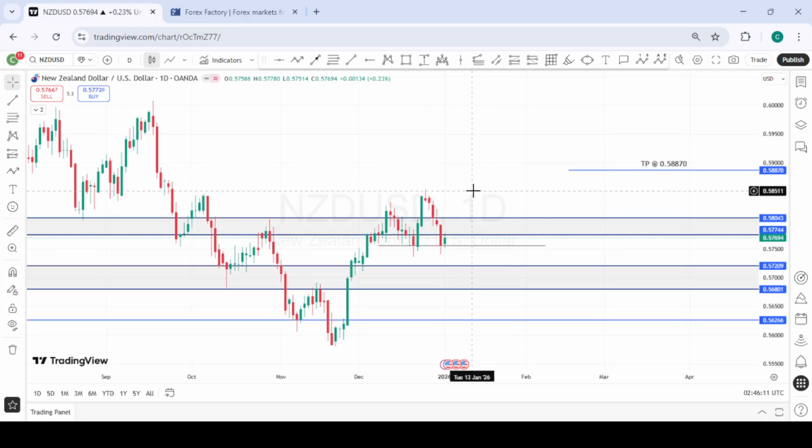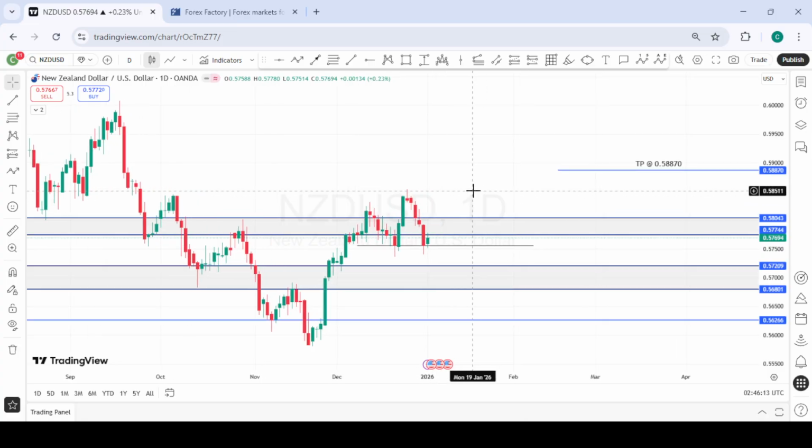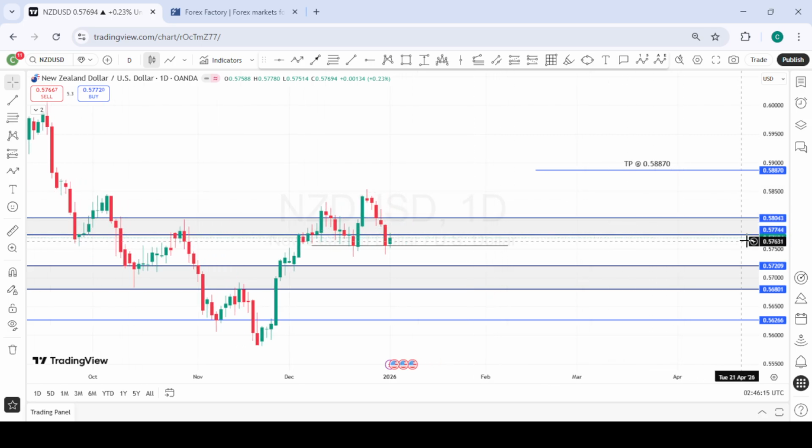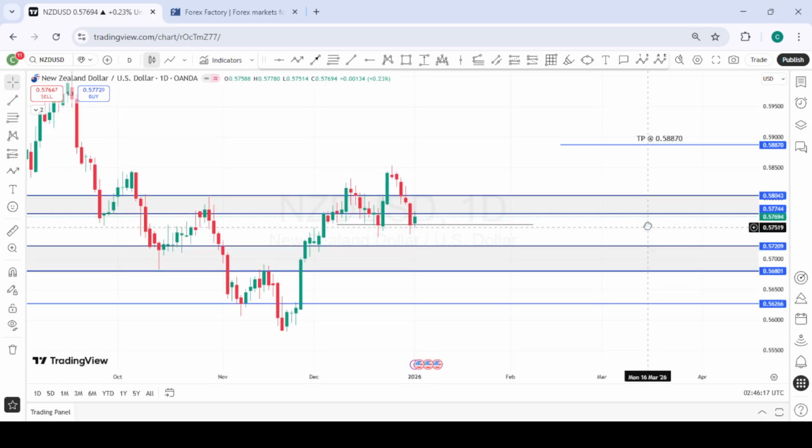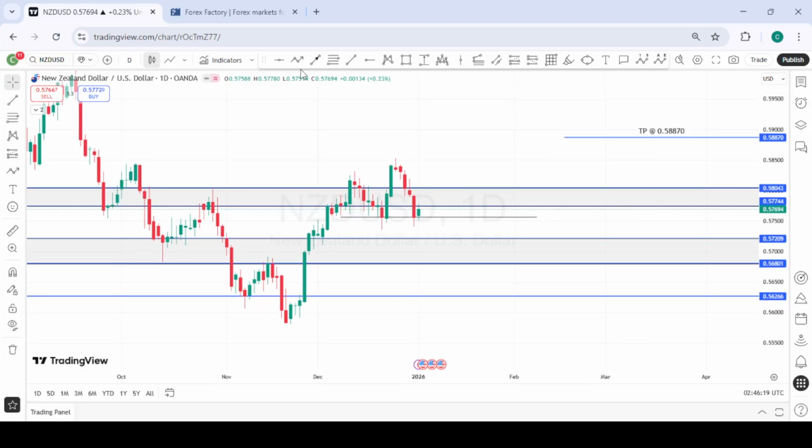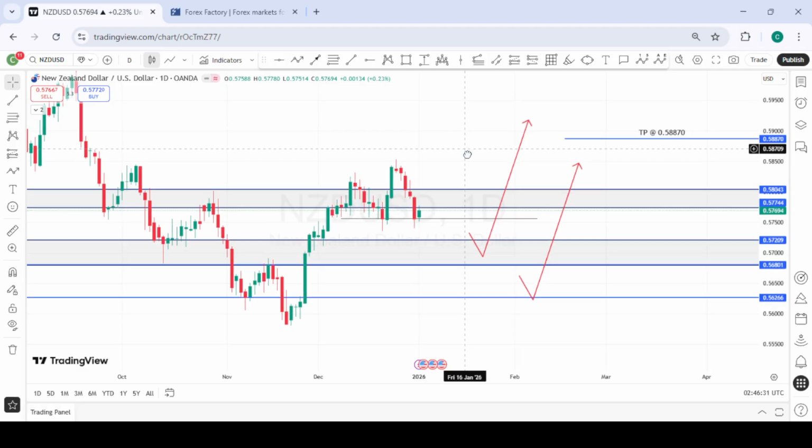We also have here NZDUSD. For NZDUSD, just as we saw on DXY, we are likely going to see a pullback into this first zone, and look for buying opportunities, or price might pull back a bit deeper to the second zone we have below. So we are bearish on NZDUSD for the coming week.